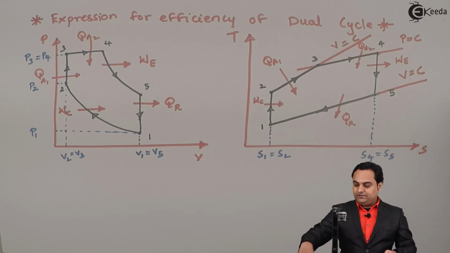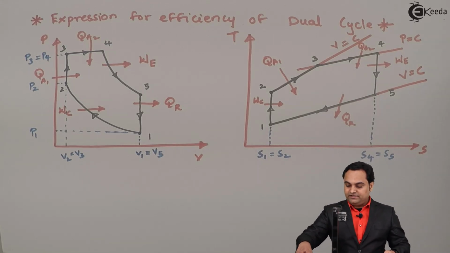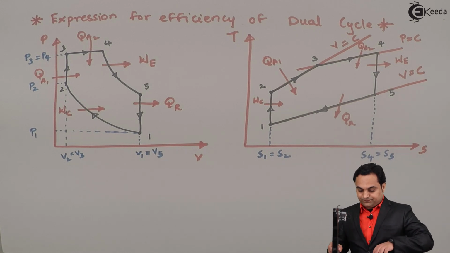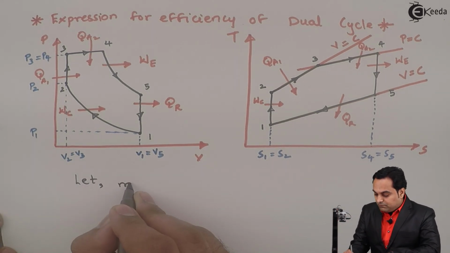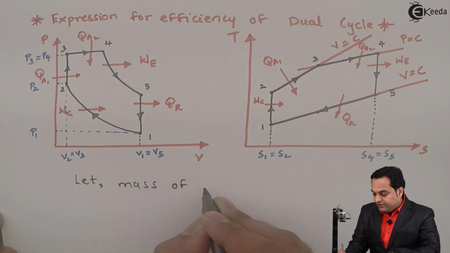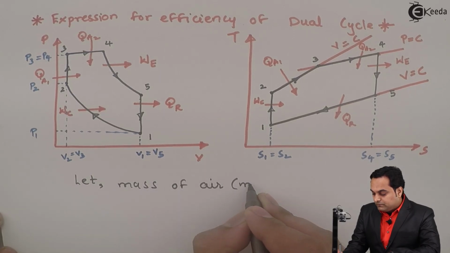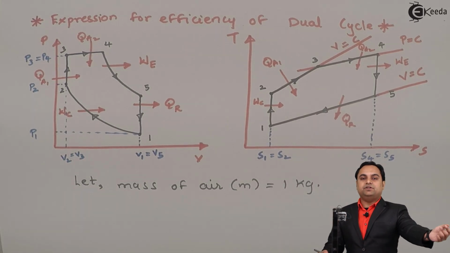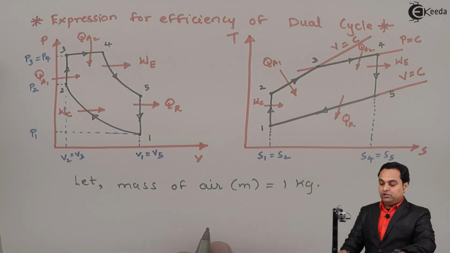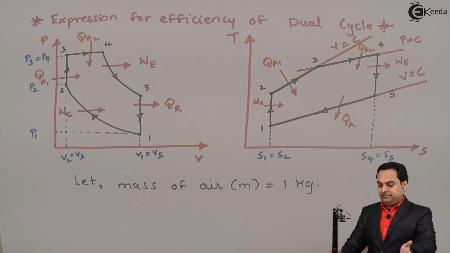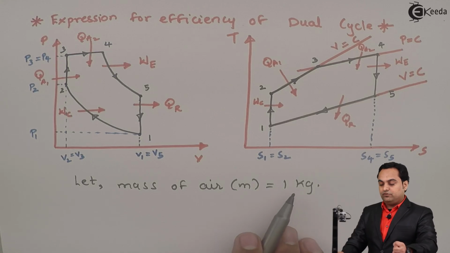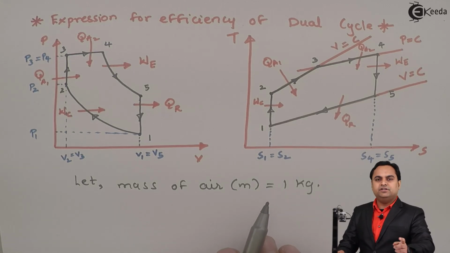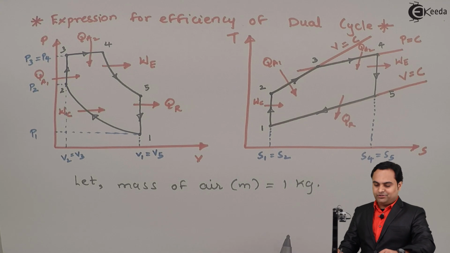For that purpose, the first thing is I'll say that let the mass of air m be equal to 1 kg. This is the assumption: since we are deriving all the cycles, they are called air standard cycles, and for that air is the working fluid. Here I'll take the mass of the air as 1 kg, and it will remain constant throughout.